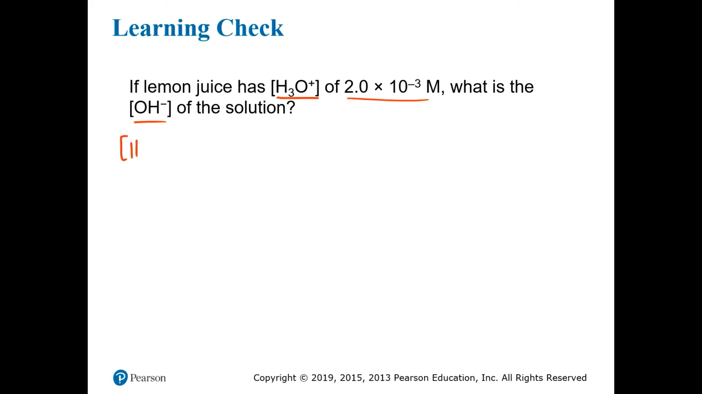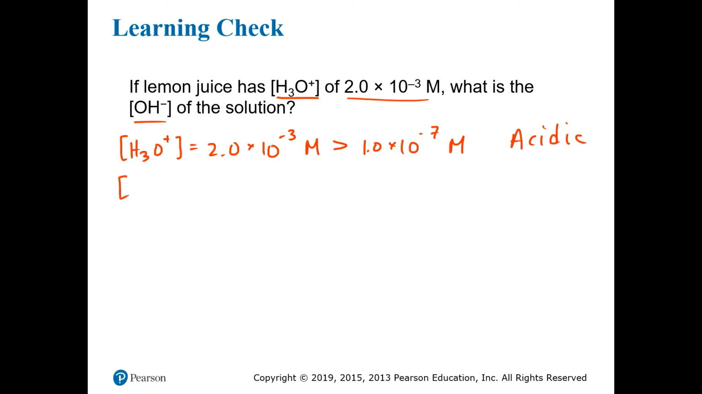So if hydronium, H3O+, is equal to 2.0 times 10 to the minus 3rd molar, it should be clear that this is greater than 1 times 10 to the minus 7th molar. In other words, this solution has more hydronium than a neutral solution would. This makes it, again, acidic. So when we calculate our concentration of hydroxide, OH-, this should be less than 1 times 10 to the minus 7th, as it would be in an acidic solution.